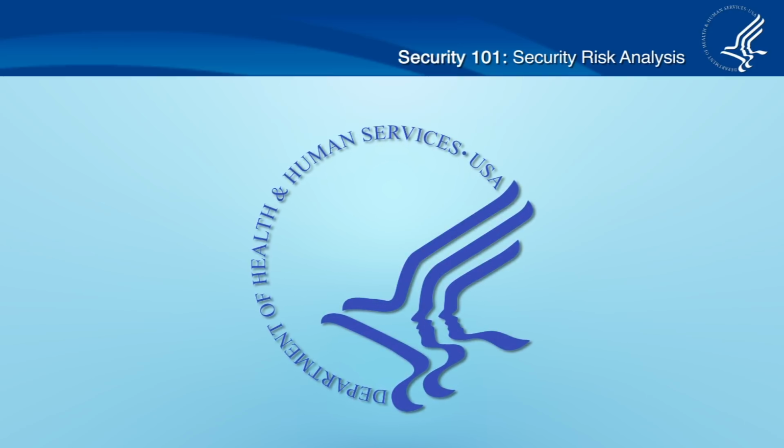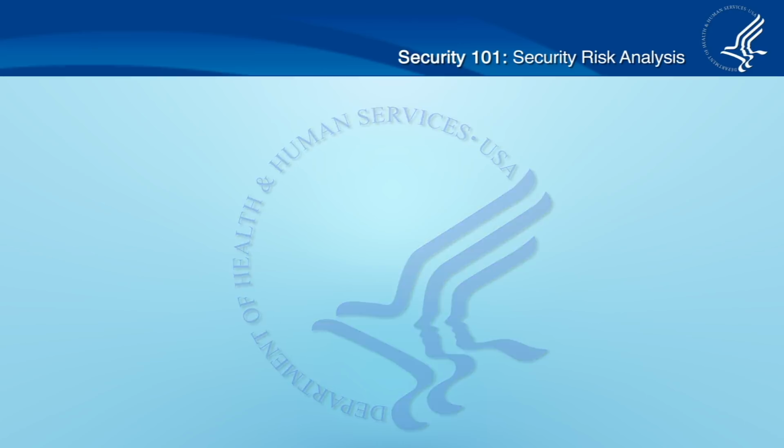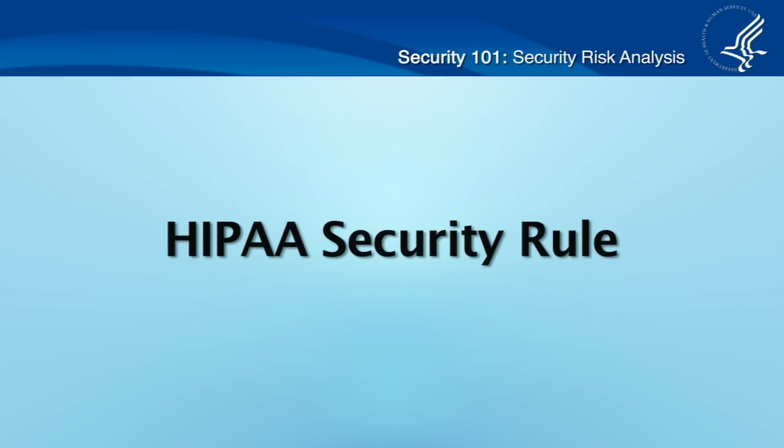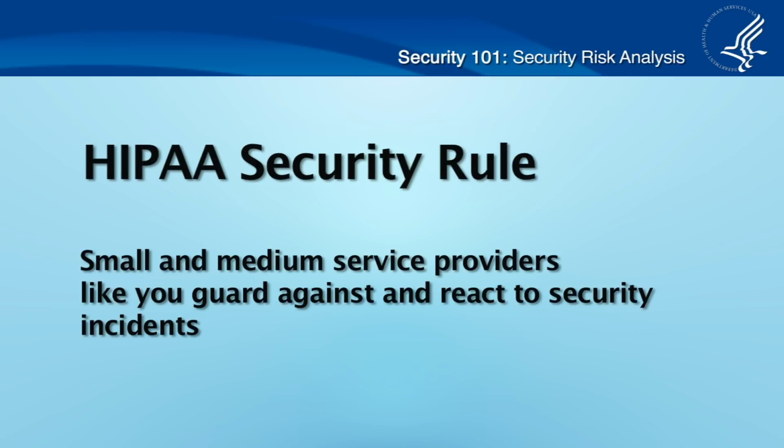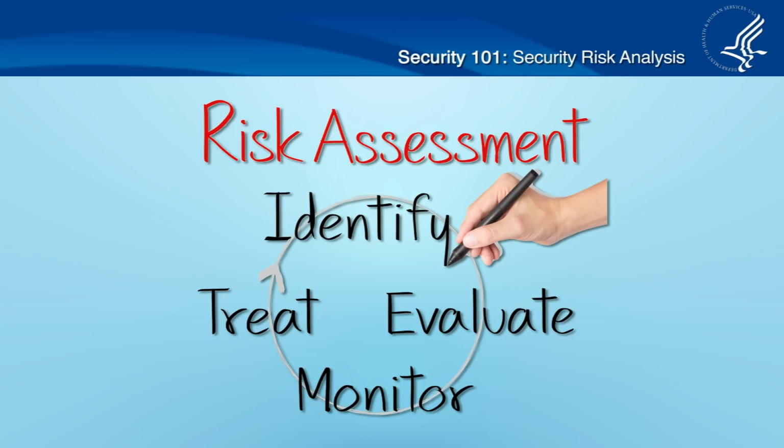To make sure that organizations take steps to protect EPHI, the U.S. Department of Health and Human Services, HHS, issued the HIPAA security rule. This rule helps covered entities and their service providers, including small and medium-sized providers like you, to guard against and react to security incidents. Although there are many elements that make up the HIPAA security rule, a risk analysis is seen as one of the most important.